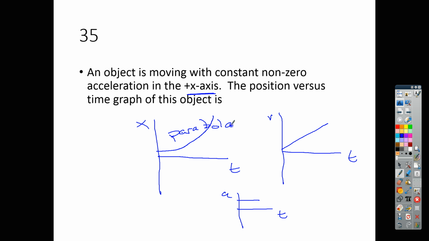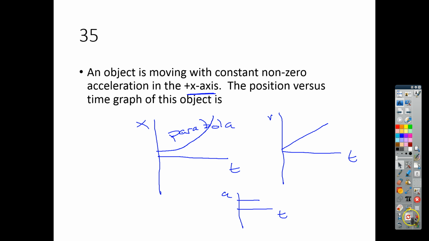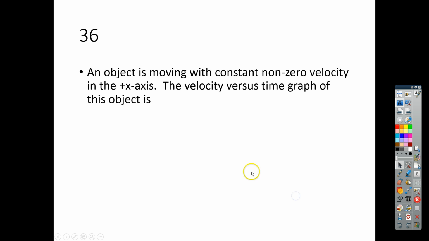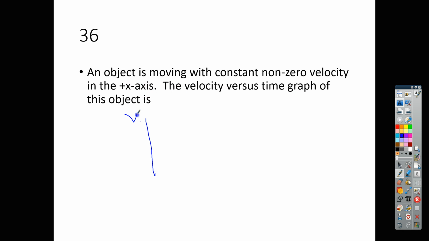And so the position versus time graph for number 35 should be a parabola. For number 36, it says an object is moving with a constant non-zero velocity in the positive x-axis. The velocity versus time graph, so now we have velocity versus time graph, constant non-zero velocity. So if it's constant, it should just be a straight line, which is horizontal. So we have a horizontal straight line. It could be above because it is in the positive x-axis. We'll say it's above the line there.